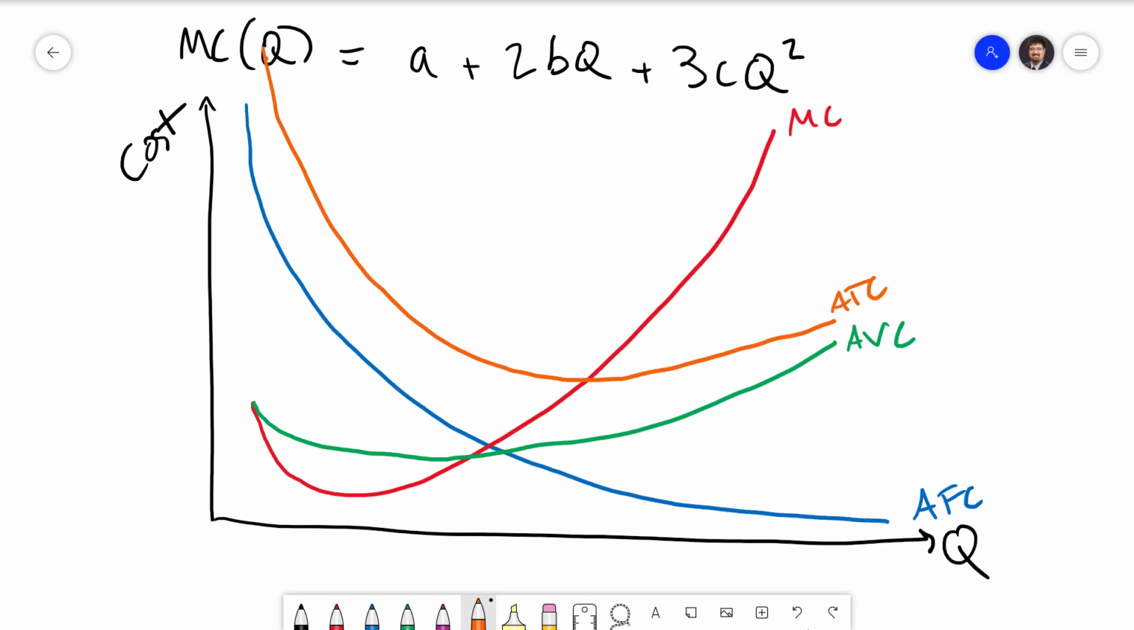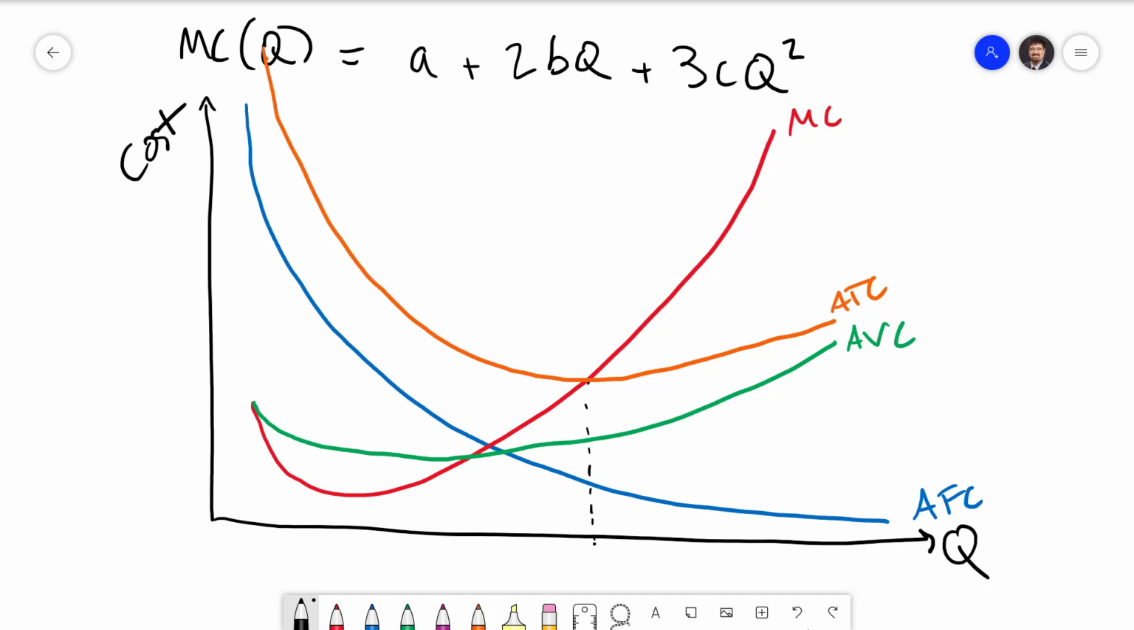Because average fixed cost is dropping as Q gets bigger, ATC and AVC will get closer and closer together as Q gets larger. The point at which ATC crosses MC is the point where average total cost is as low as possible. This is called the efficient scale.